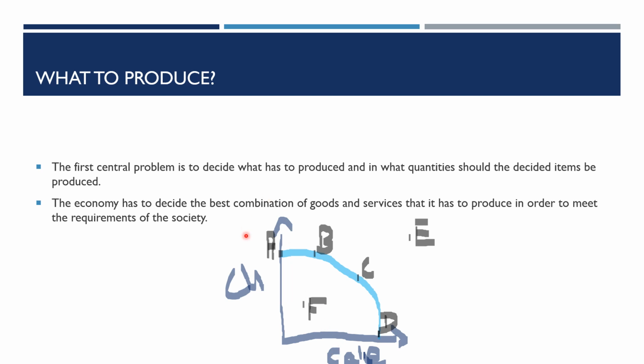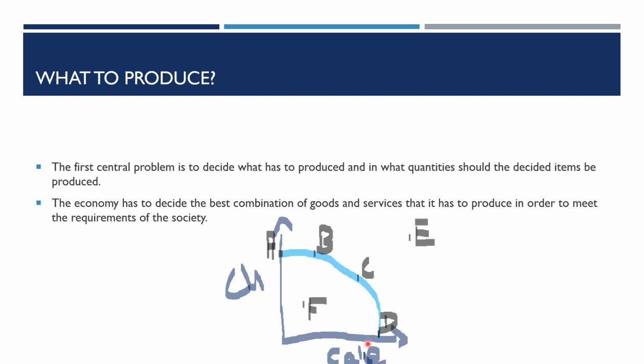Now let's understand the meaning of these points. First, let's take point A. Point A means only chocolate is being produced and no cakes are being produced. So the economy is using all its resources just to produce chocolates, and it is producing no cake.